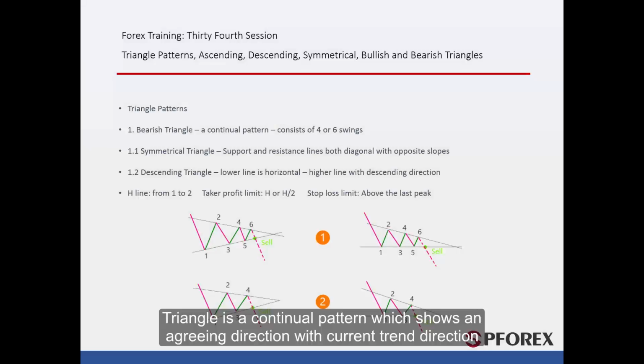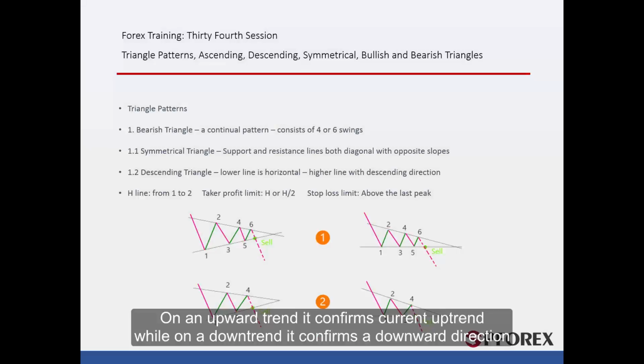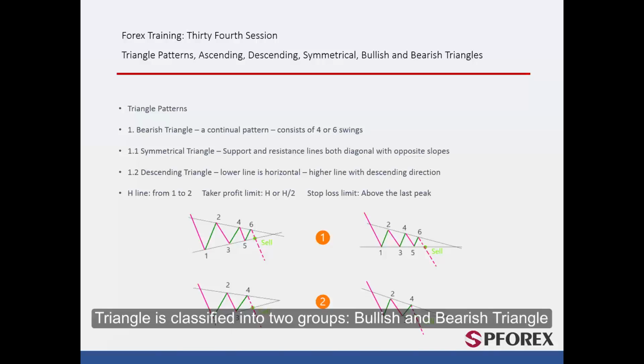Triangle. Triangle is a continual pattern which shows an agreeing direction with current trend direction. On an upward trend, it confirms current uptrend, while on a downtrend, it confirms a downward direction. Triangle is classified into two groups, bullish and bearish triangles.